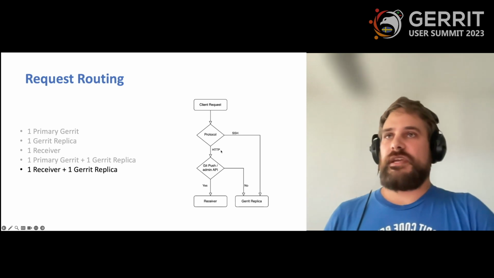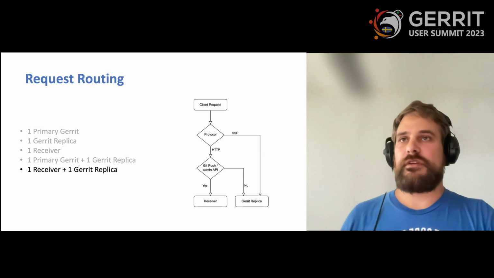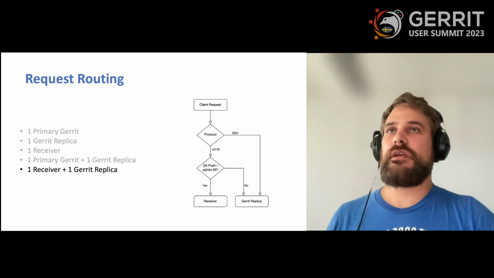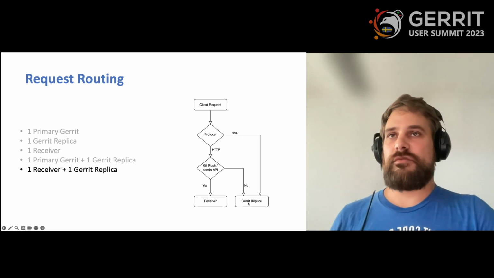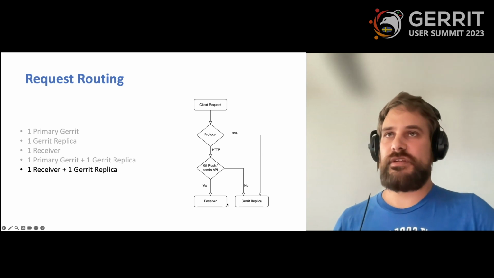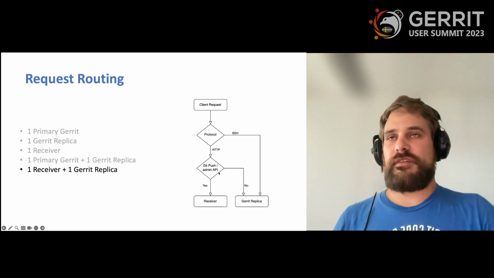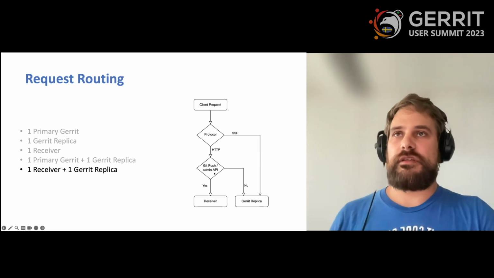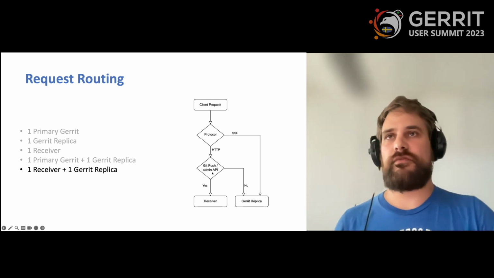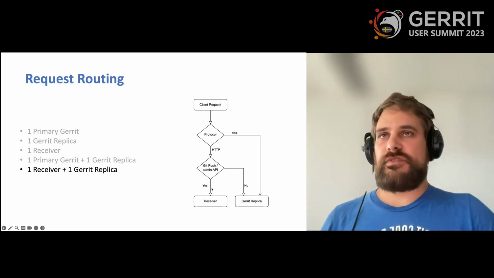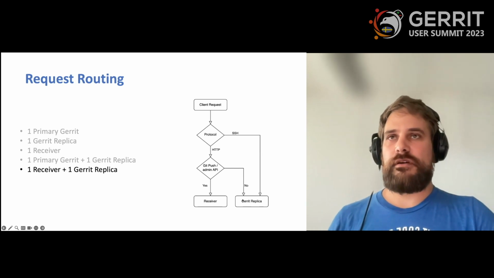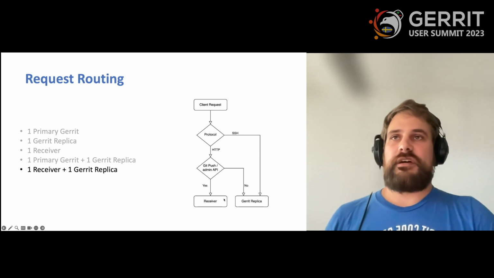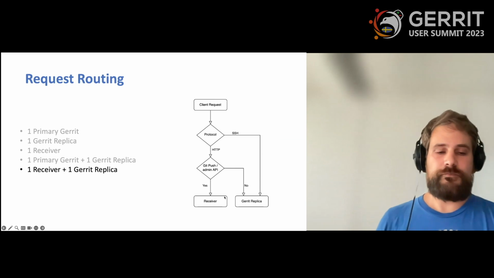And we also have the case where we don't have a primary Gerrit, where we use the receiver to receive replication pushes from a remote primary Gerrit. Here, SSH requests will all be sent to the Gerrit replica since the receiver doesn't support SSH. And for HTTP requests, we check whether it's a git push, or if it's using the admin API, meaning creation or deletion of a project. If that isn't the case, the request will be sent to the receiver. Otherwise, they will be sent to the Gerrit replica. Note that the receiver uses a different ACL than Gerrit, so users are not able to just push to the receiver.